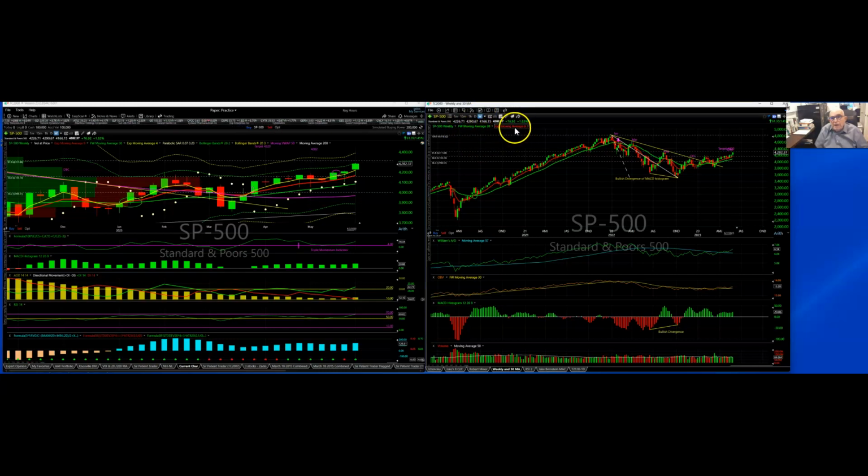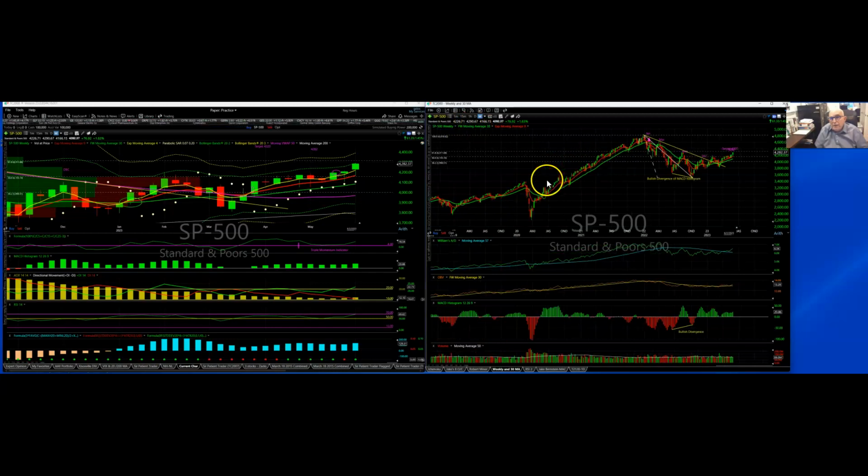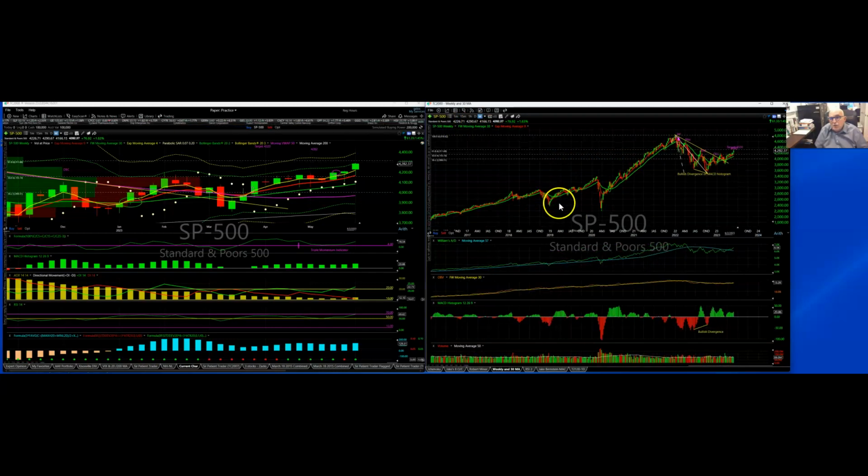A 9 EMA, the red line, and a 30, the forward weighted moving average, the green line. Now, if you look back in time, and I circle these buy and sell signals green or red, you will see that you buy here, you sell here, you sell here, you buy here, you sell here, you buy here. In each case, you're making good profits.